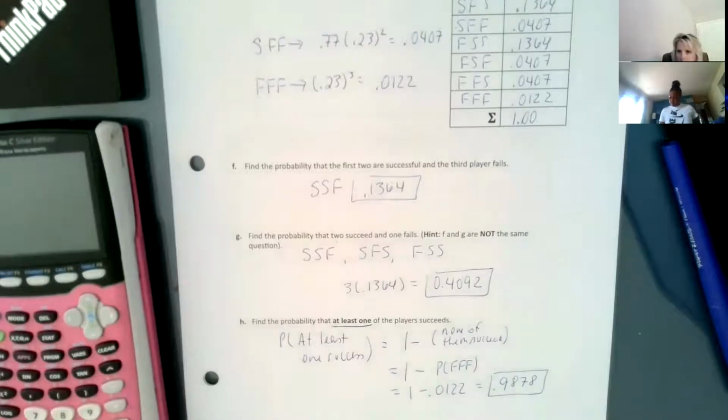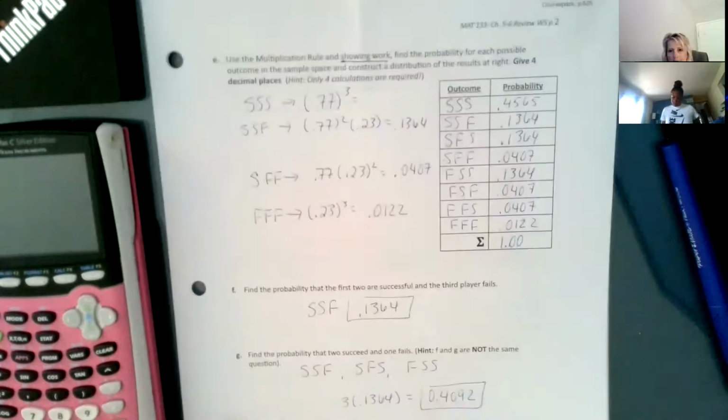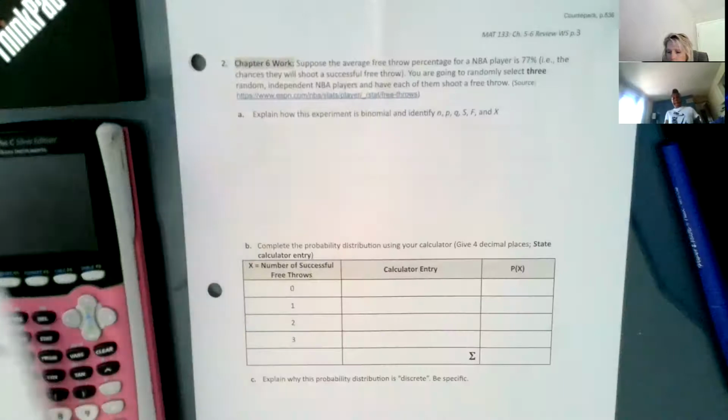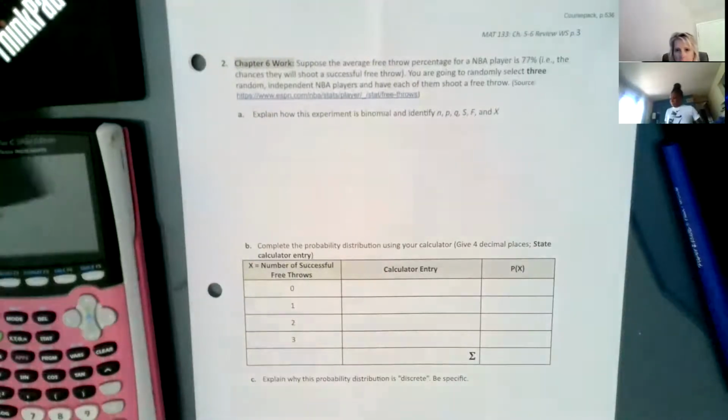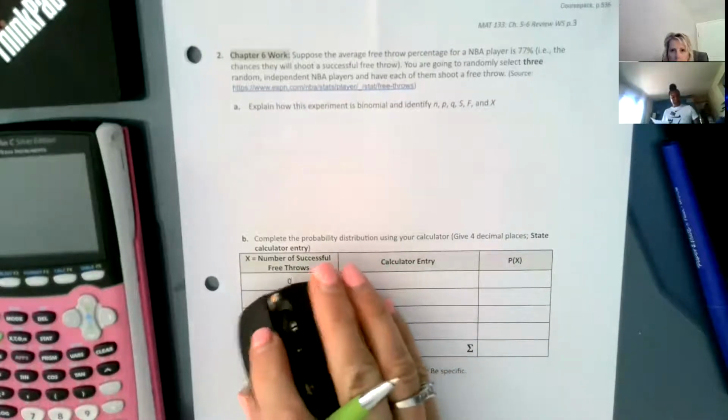Any questions on that one? So this is spelling out all eight of our outcomes individually. Now, if we move to the third page of this worksheet here.